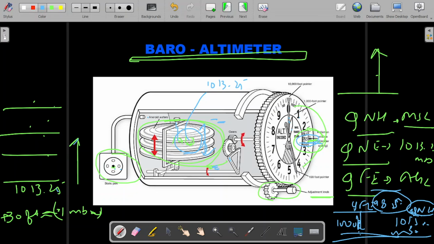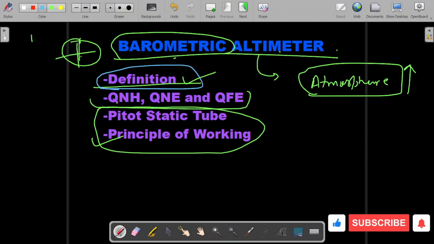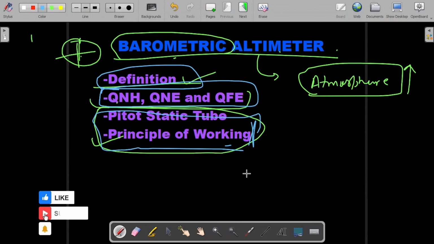So I hope in this video I have made clear the definition of the baro altimeter, the QNH, QNE, QFE pressure settings, and the pitot static tube, how it looks and the principle of working. Here I conclude my video. I hope this is an informative video regarding the basics of the baro altimeter.